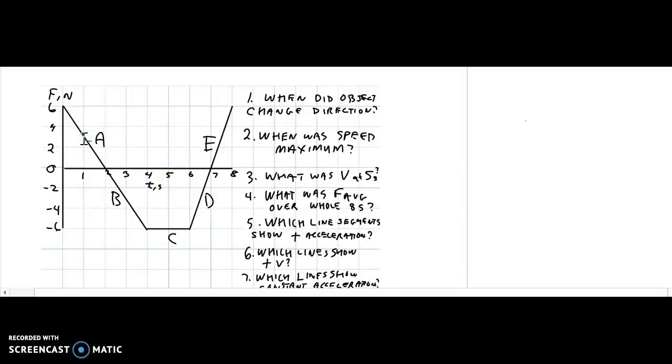All right. In this problem, we'll go over the graph from class, and let's take a look here. So we're going to do question 1. When did the object change direction? Well, if we look at this, a change in direction is a change in velocity when it changes sign. So if we look at the very beginning, it doesn't tell us, but our assumption is we would have to be told this, but the initial velocity equals 0 meters per second.